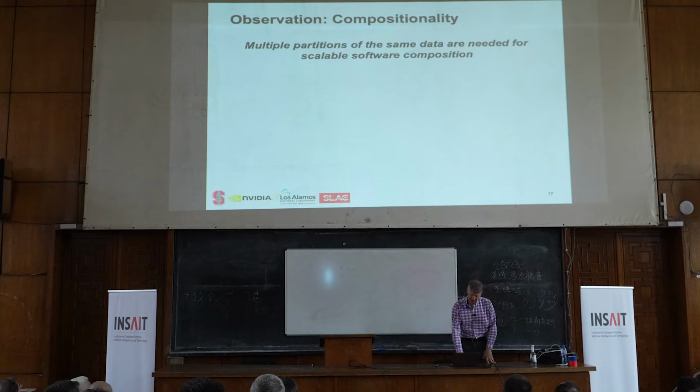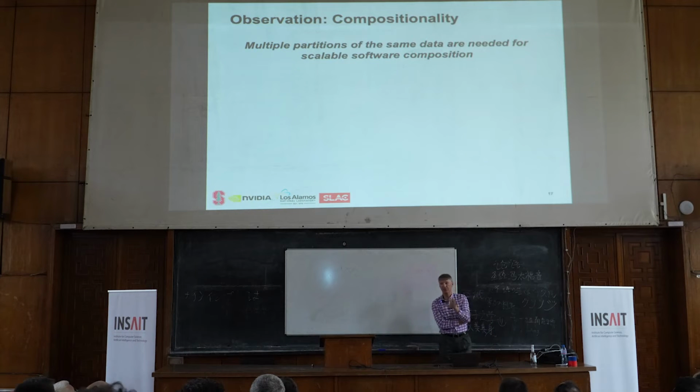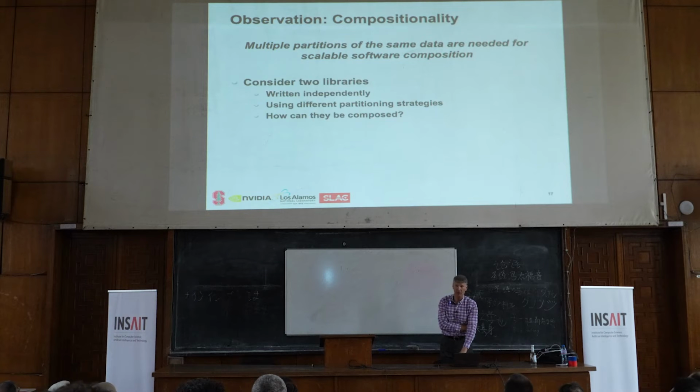Okay, so now the observation is that this problem of needing multiple ways of viewing the same data, multiple different ways of dividing up the same data, is very common. And so you're really going to need this if you want to have scalable software composition. And here's, I think, one of the strongest arguments one can make for this. Let's say that you have two libraries written by different people that are intended for parallel distributed execution. Somebody writes library 1, somebody else writes library 2. What are the chances that they wanted to look at the data in the same way? Okay, pretty low, especially if they didn't talk in advance.